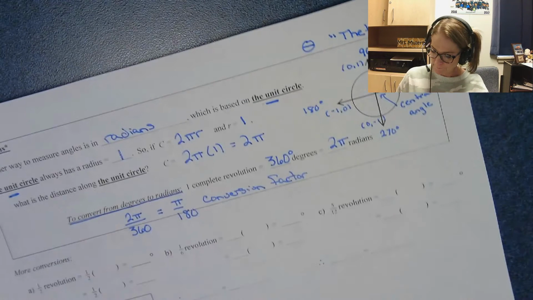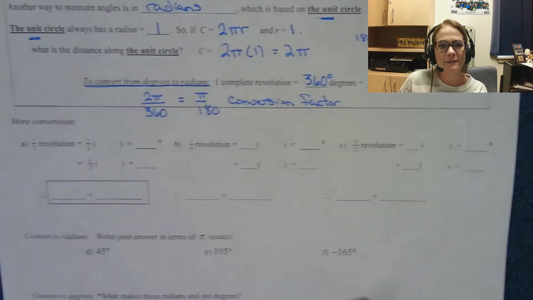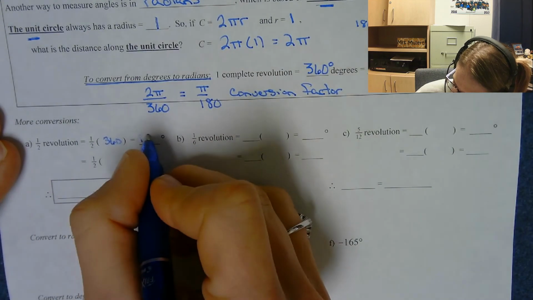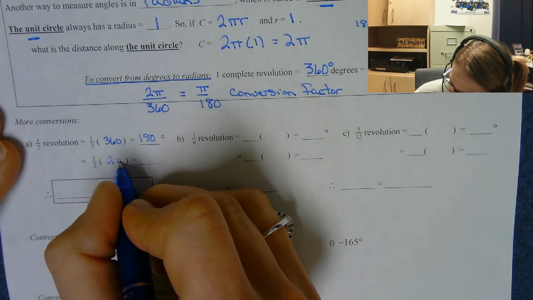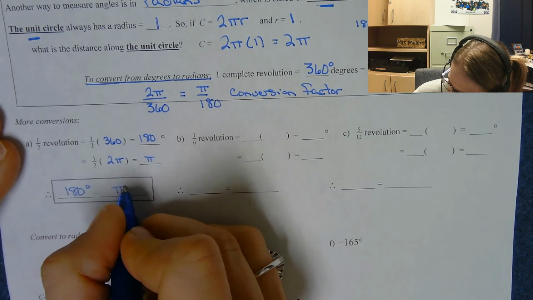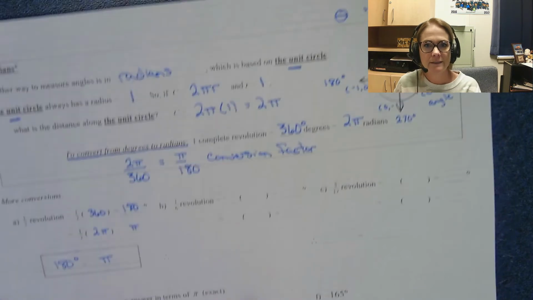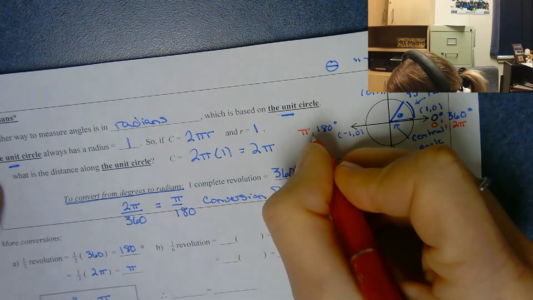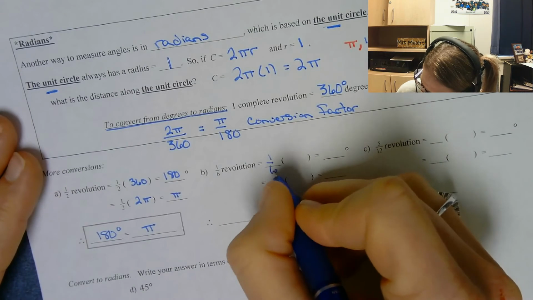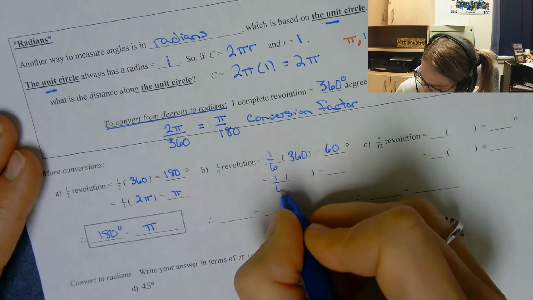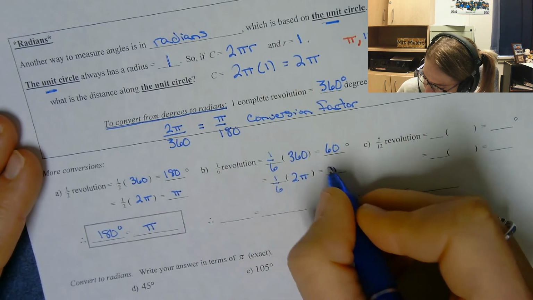All right, so let's look at some equivalencies or conversions. Half a revolution is 180 in terms of degrees. If we think about it in radians, that's pi. We are going to begin transitioning from thinking of 180 degrees as 180 degrees to thinking of it as pi. 1/6 of a revolution is 1/6 of 360, and that's 60 degrees. If we thought of it in radians, that would be pi over 3.